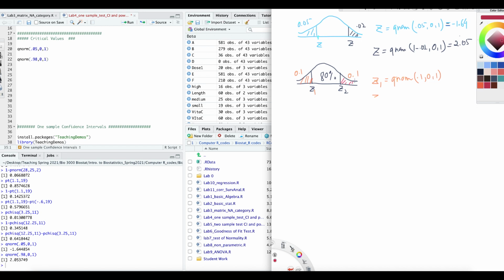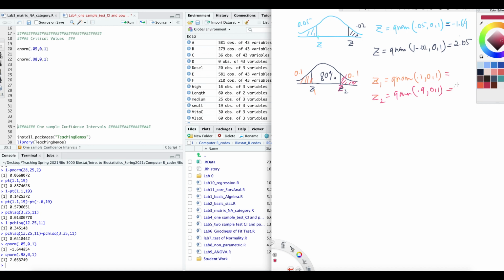Q norm, left area is 0.1, and then 0 comma 1, and G2, let's say that G2, you want to find out that G2. So to find out G2, you do Q norm. What is the left area? Left area is 80% plus 10% will be 90%, right? And then 0 comma 1.